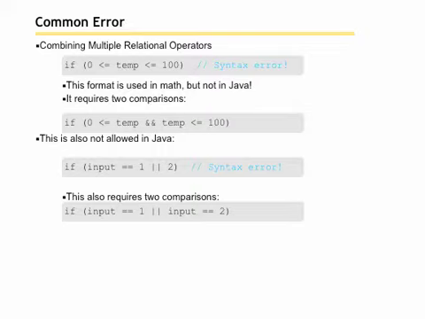Also not allowed in Java is saying something like if input equals 1 or 2. While we might say that in our speaking, what we really mean is if input equals 1 or input equals 2. We have to have that complete Boolean expression, that complete true or false on either side of the operator.